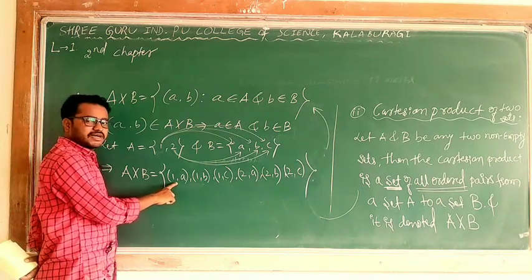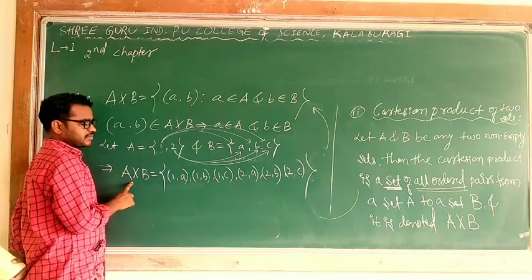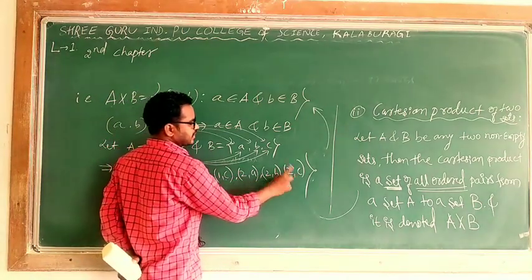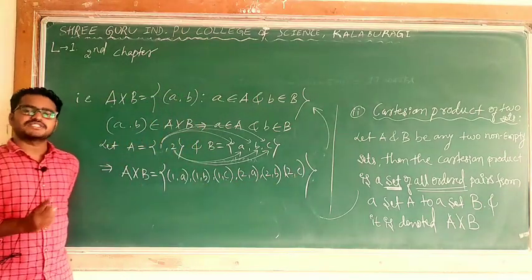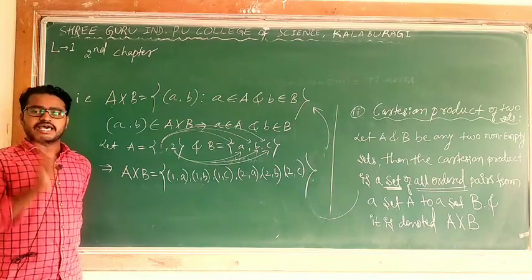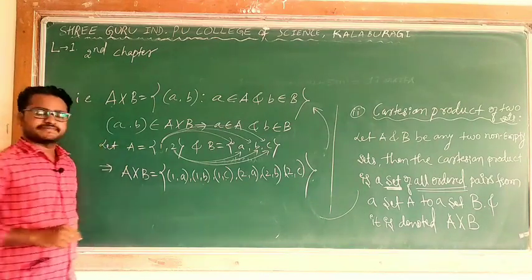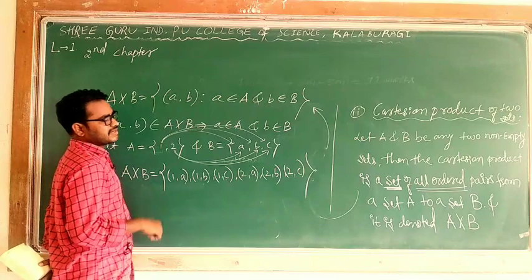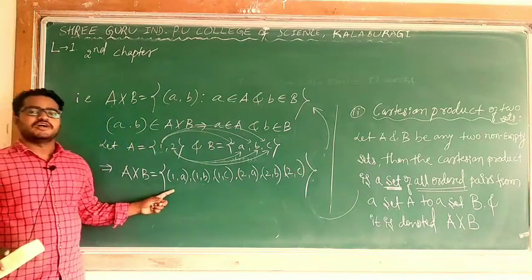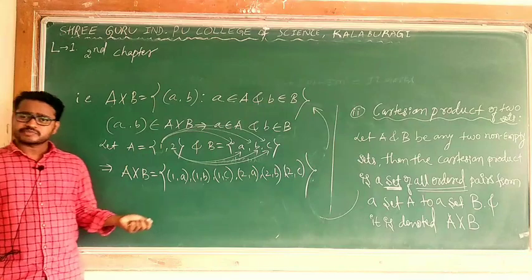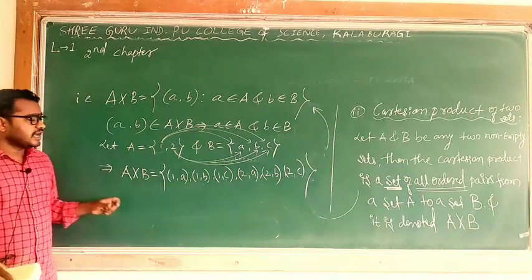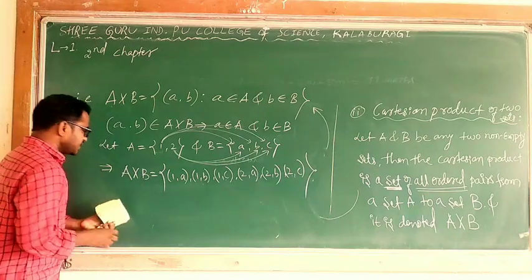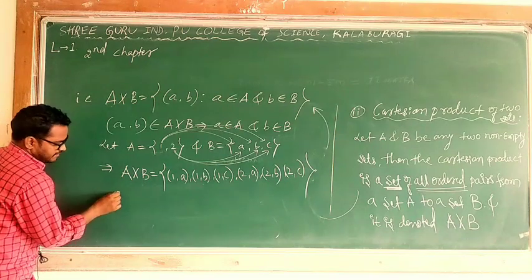Here every ordered pair is one element of the Cartesian product: the first element, second, third, fourth, fifth, sixth element. When we say elements of the Cartesian product, every element is one ordered pair: (1, a), (1, b), (1, c), (2, a), (2, b), (2, c). So the Cartesian product is a set of all possible ordered pairs from set A to set B. This is obtained by taking A to B.